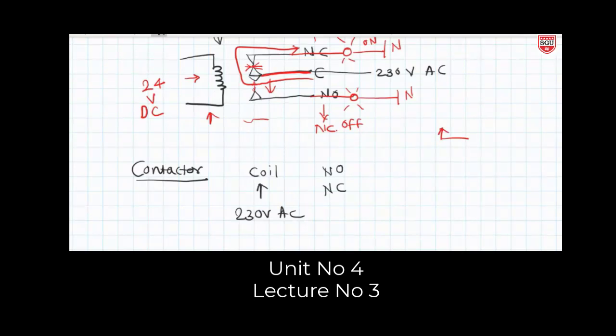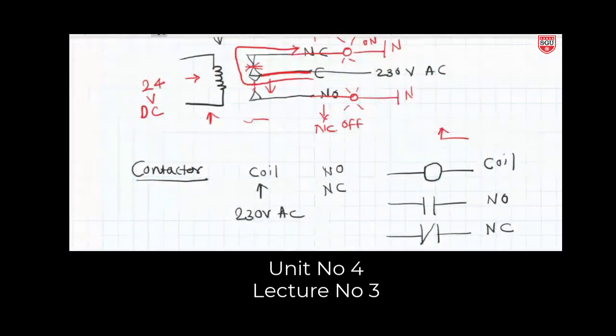The symbols which are used for the contactor and relay, in general we will see. This is the symbol for the coil. Okay, and for the relay, this is NO, and for the contactor also, and this is another example where we have the NC condition. These are the symbols which are used for showing the conditions.